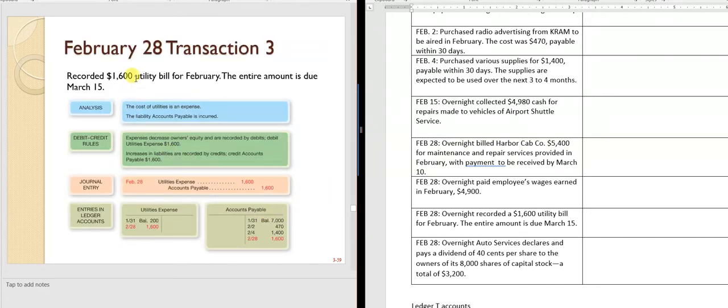I received a $1,600 utility bill. The amount is not due till March 15th, so I'm not paying it yet. So utilities is the cost of doing business. Expenses are debits. I'm going to pay it later. That's a liability, so I credit it.